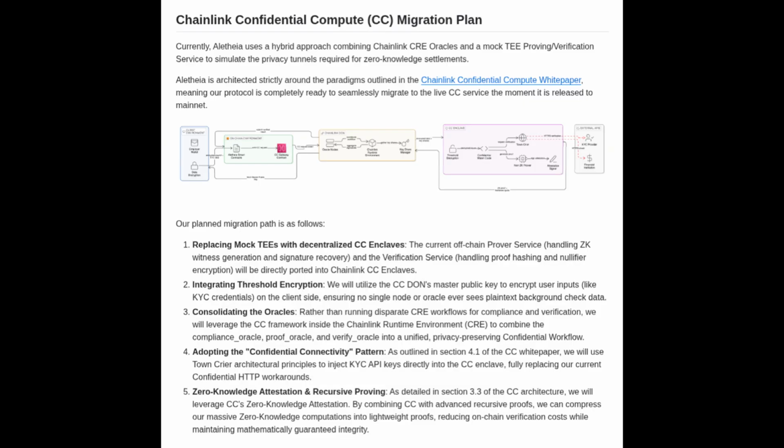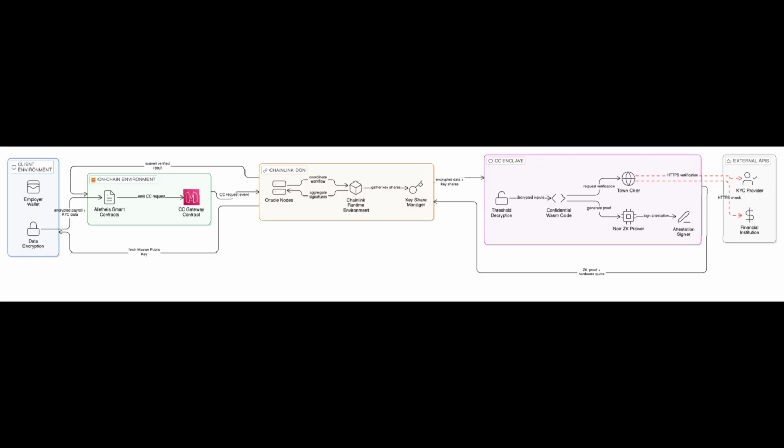Right now, Aletheia uses a simulated TEE setup for our computation-heavy workflows, specifically generating and verifying the zero-knowledge proof. However, our architecture is built strictly around the paradigms of the upcoming Chainlink confidential compute. Once CCC goes live on testnet and mainnet, we are fully prepared to migrate our off-chain proof oracle and verify oracle logic directly into the Chainlink verifiable TEE enclaves.